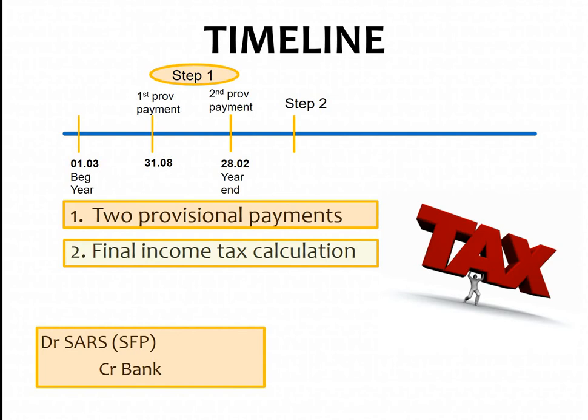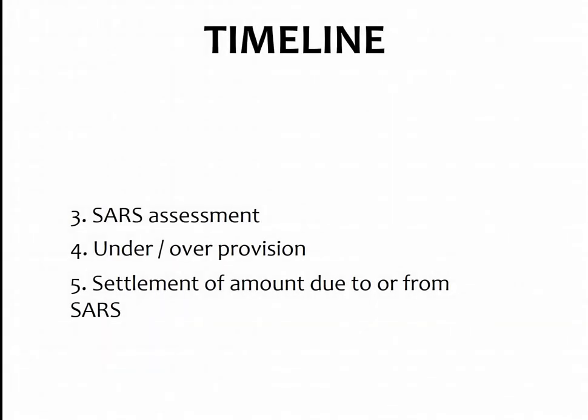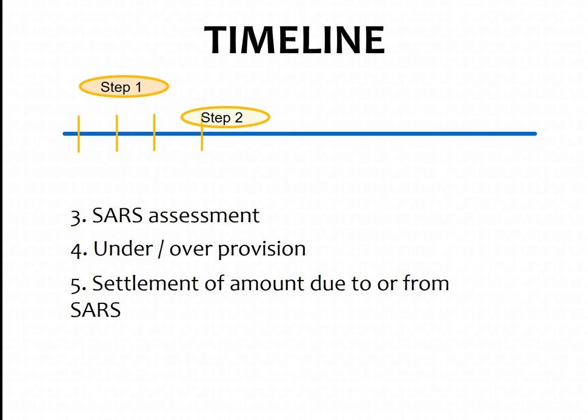Step 2, this usually takes place a month or 2 after year end. Once you've finalized all the journals, you'll calculate your final tax income, taking everything into account, and you'll post your second journal. This journal will be debit income tax expense, and this will go to the income statement, and credit SARS, because now we recognize that we owe SARS their income tax.